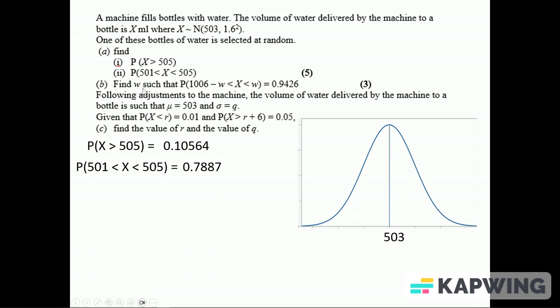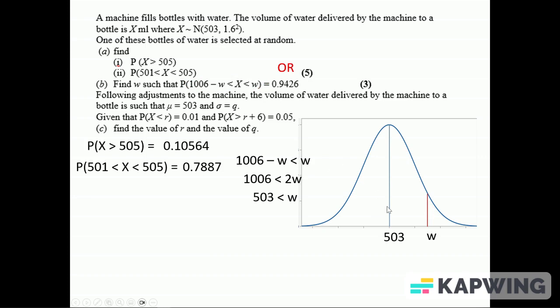Now, it says find W such that that is less than X. So X is in between W and 1006 minus W, and the probability of that is 0.9426. Well, I know that 1006 minus W must be smaller than W because of the way around it is. So that means 1006 is less than 2W, so W is greater than 503. So the W is over here.